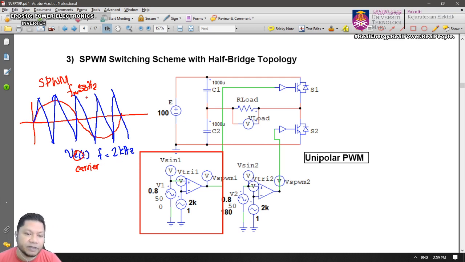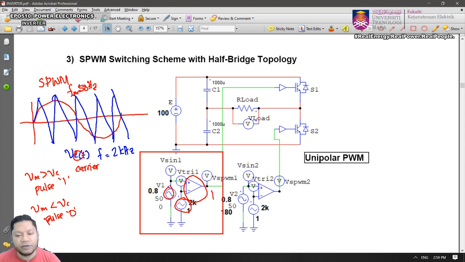They compare with 50. So whenever the Vm is greater than Vc, whenever the modulating signal is greater than the carrier signal, it will produce a pulse of 1. Otherwise, if Vm is lower than Vc, the pulse is 0. Remember you have this comparator, isn't it? You compare Vm with Vc.